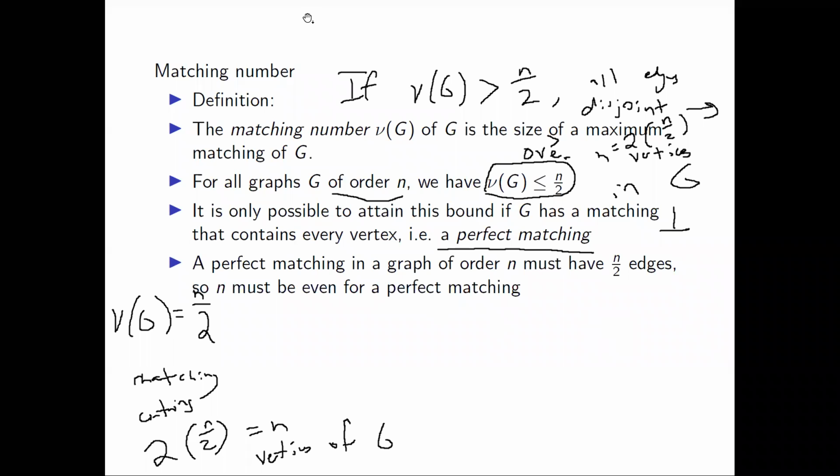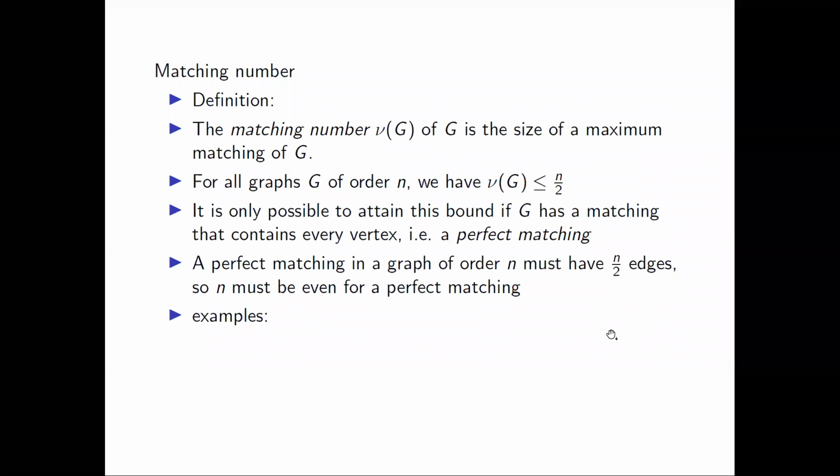And one thing that's pretty clear here, the perfect matching for a graph of order n has to have n over 2 edges. And since it has n over 2 edges, that means that n over 2 is an integer in a perfect matching. So perfect matchings can only happen when n is even. So they can only happen in graphs of even order. And we'll look at some examples.